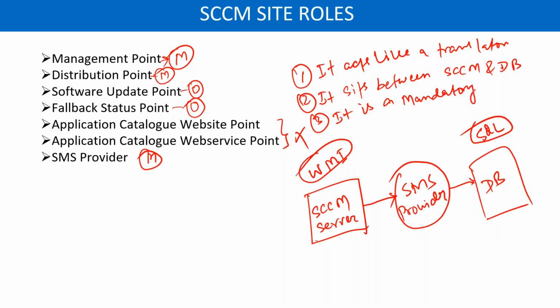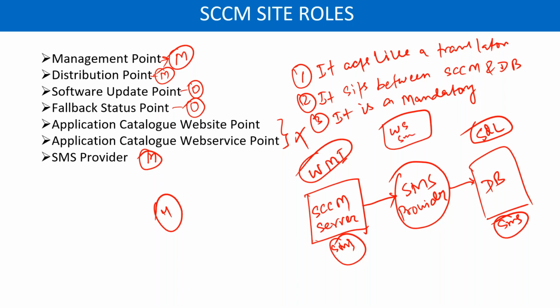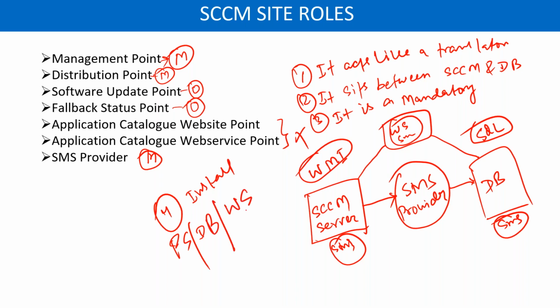Point number four, where will you install this? You can install the SMS provider on the primary site, or you can install it on the database server, or on any other separate Windows server. SCCM will communicate with this SMS provider and then onward to the database. Got it? So this is like a postman between SCCM and database.